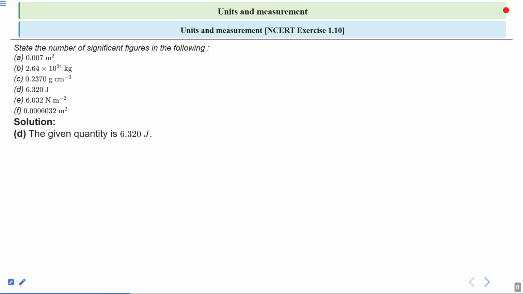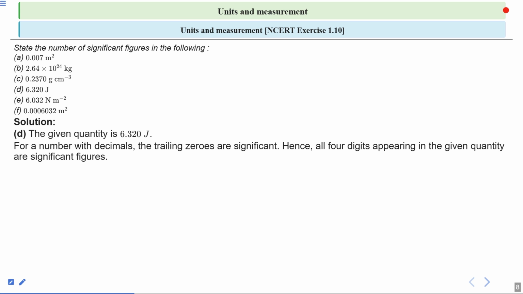Here it is joule, so it is an energy. It can be potential energy or kinetic energy. For a number with decimals, the trailing zeros are significant, so in the given quantity all digits are significant figures. Have you wondered why these zeros after the decimal point are significant? The zeros after the decimal point signify the precision of the measurement.